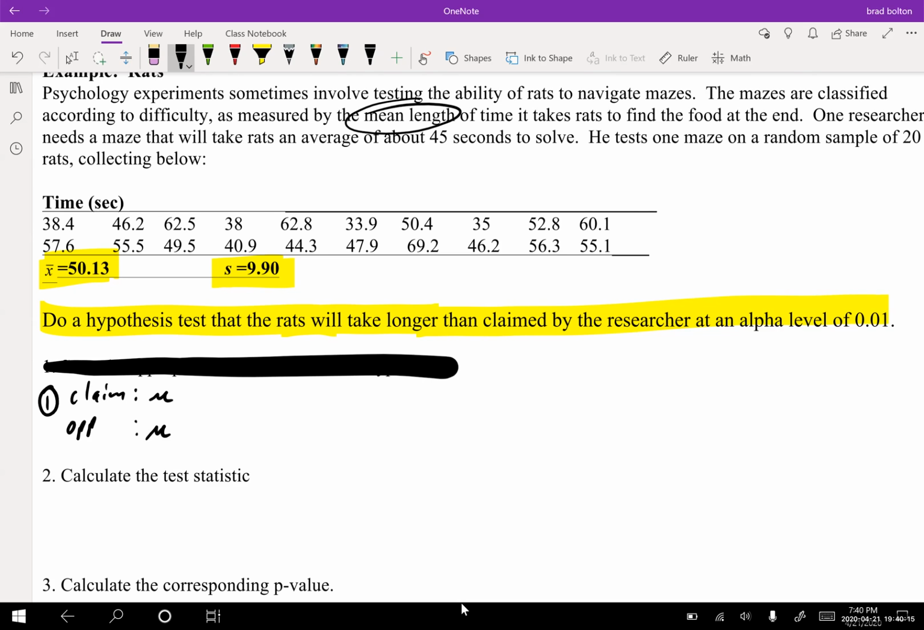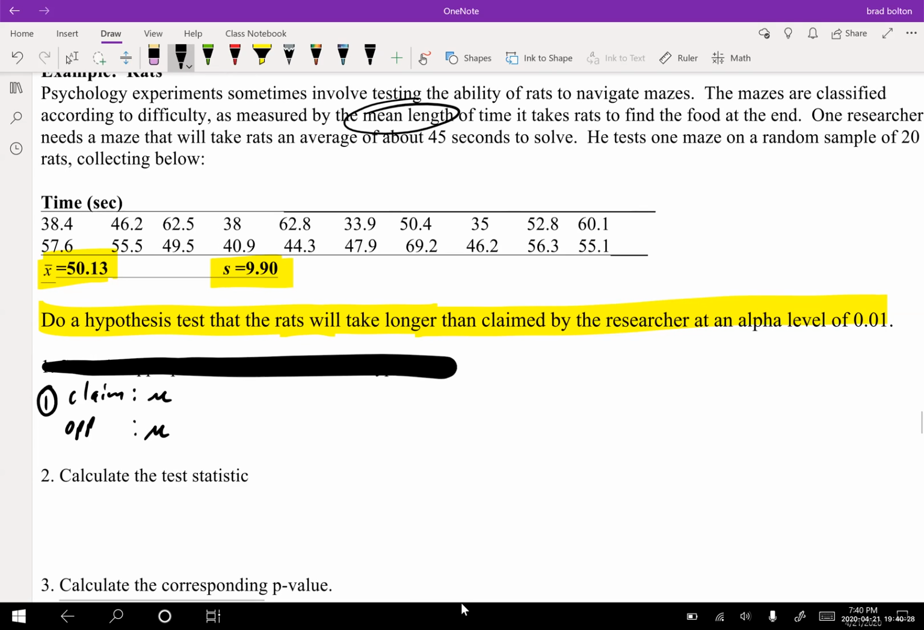So he wants it to be 45 seconds, okay? So let's do this. Let's do longer than claimed, okay? So greater than 45 seconds. Okay, so now think about this.